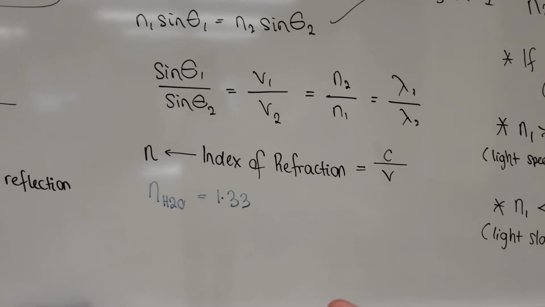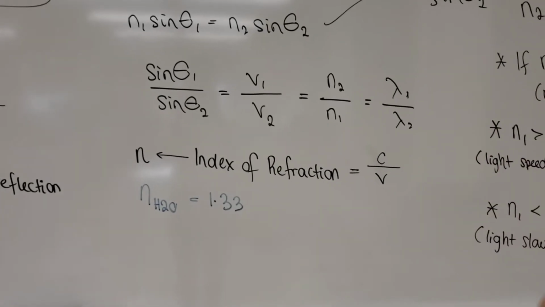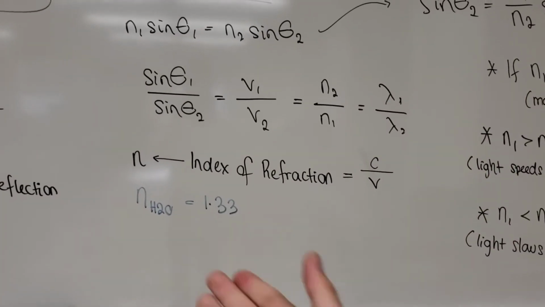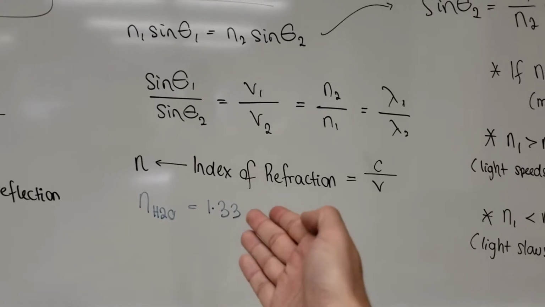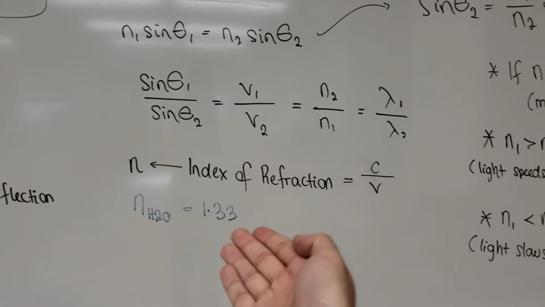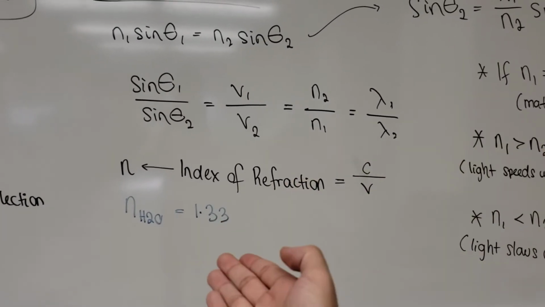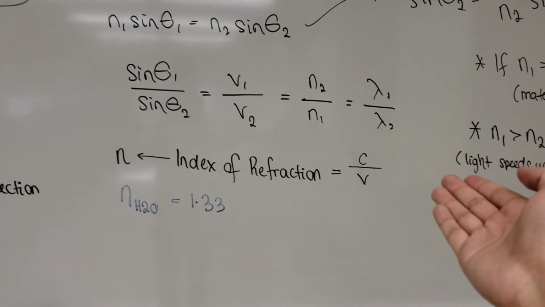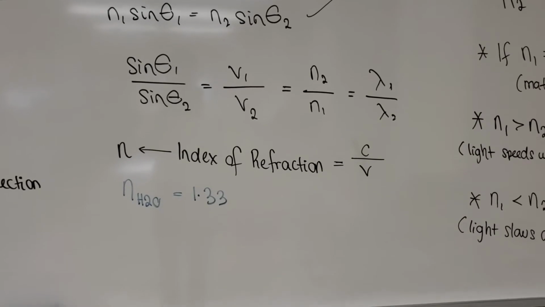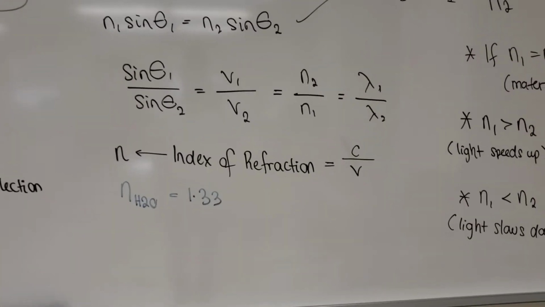Index of refraction, if something is higher, then it means that the speed of light slows down in that material a lot more. So for example, for water, the speed of light slows down by a factor of 1.33. So if you take c and divide it by 1.33, you get the speed of light in water. Okay, so that's what the index of refraction is.